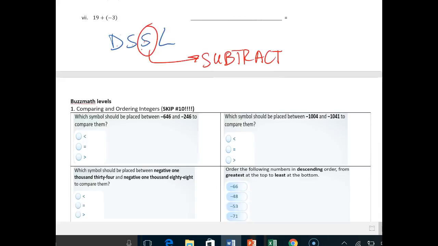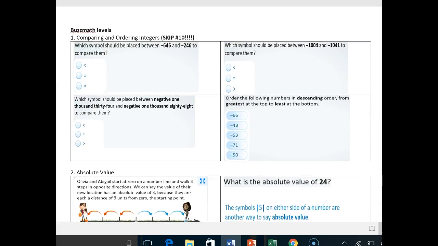Your Buzz Math levels for today. You're going to be comparing ordering integers. I want you to skip number 10. Please make sure you're aware of that. Skip number 10. So which symbol should be placed between -646 and -246 to compare them?